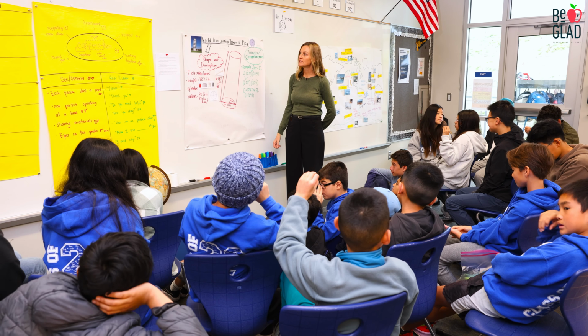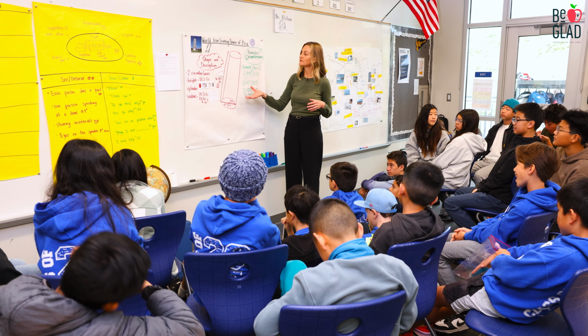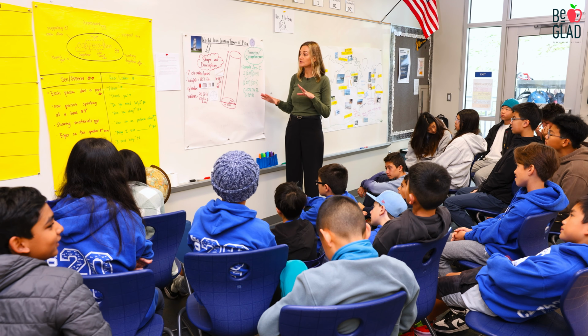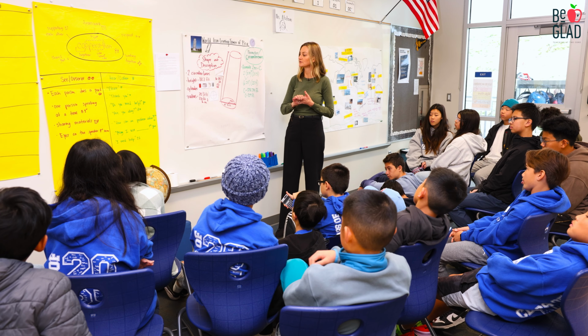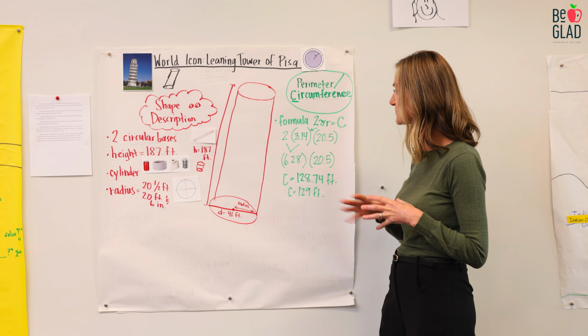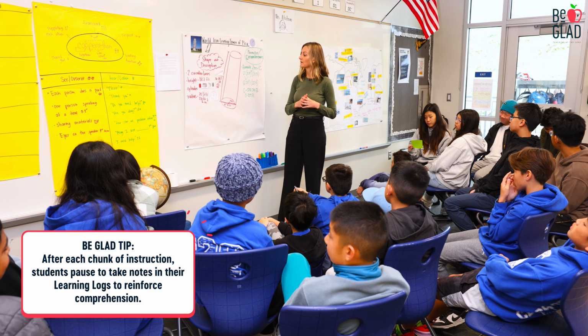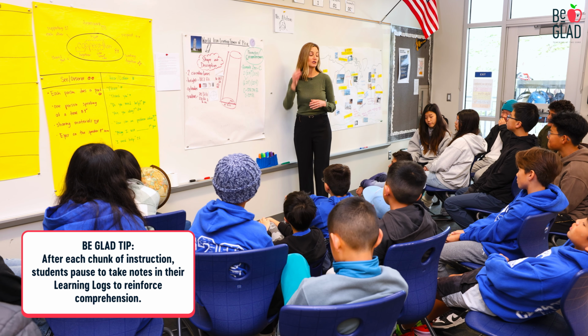Great job. So as I mentioned, there are several things that we can study mathematically about world icons. So these are some of the things that we've studied so far, the shape and description and the perimeter circumference. Tomorrow we'll continue on with some other math problems related to this structure. But now it's time to take some notes. We're going to take some notes in our learning log.